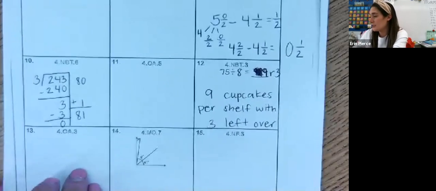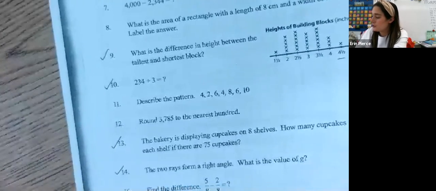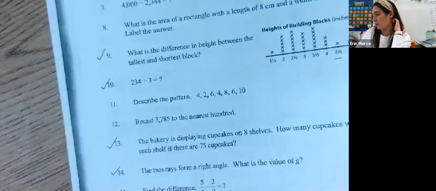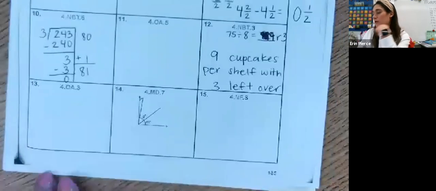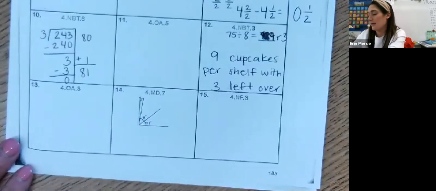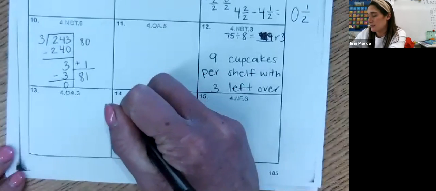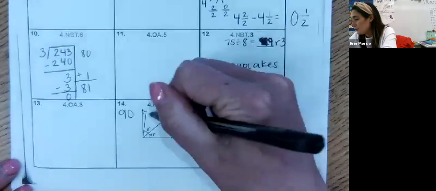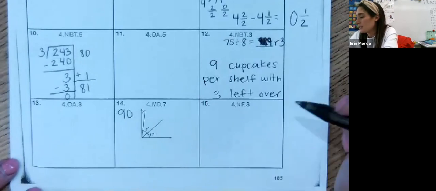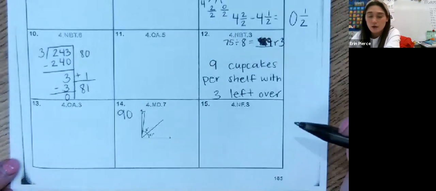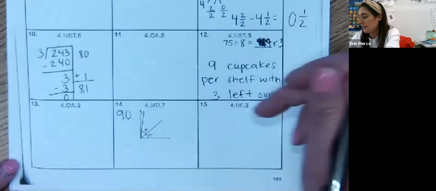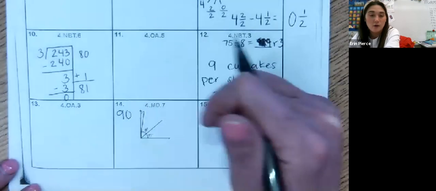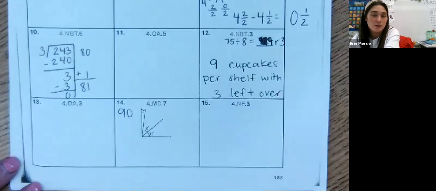Our final question that I'm going to go over is, 2 rays form a right angle. What is the value of G? So remember that a right angle is equal to 90 degrees. We have 2 angles that are going to give us some information. We have a 7-degree angle and 41. I need to add these 2 angles to find what G is equal to.